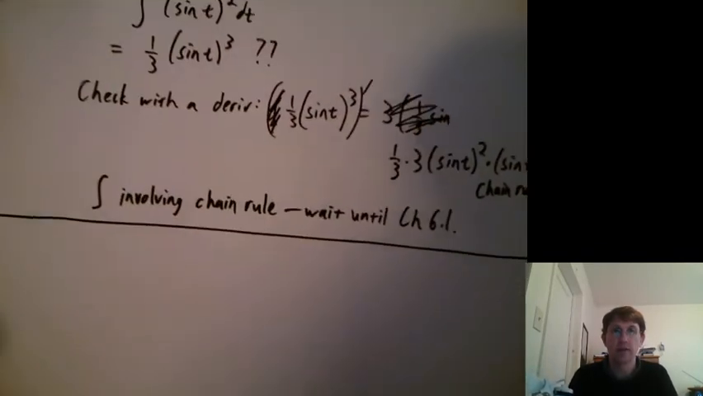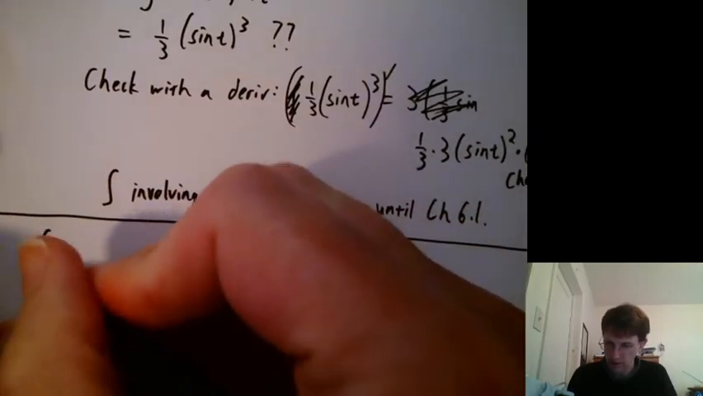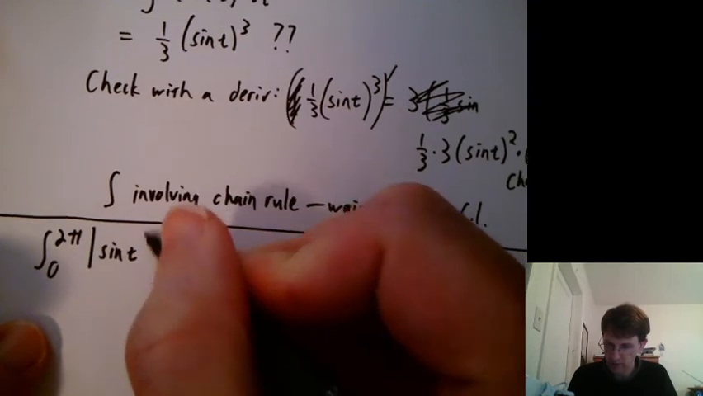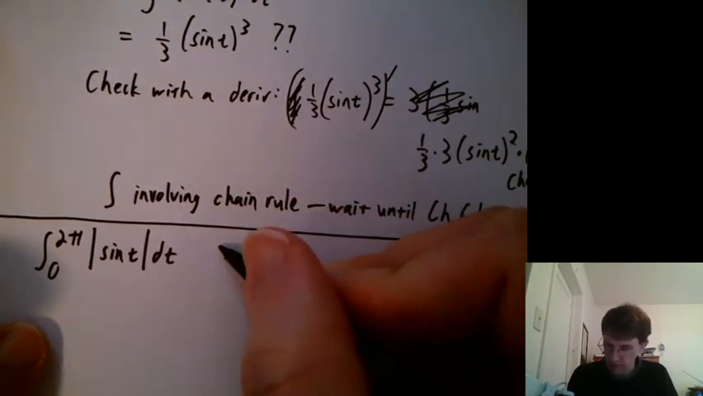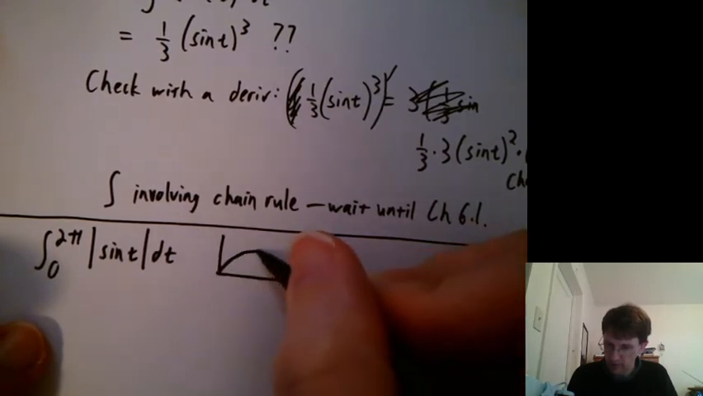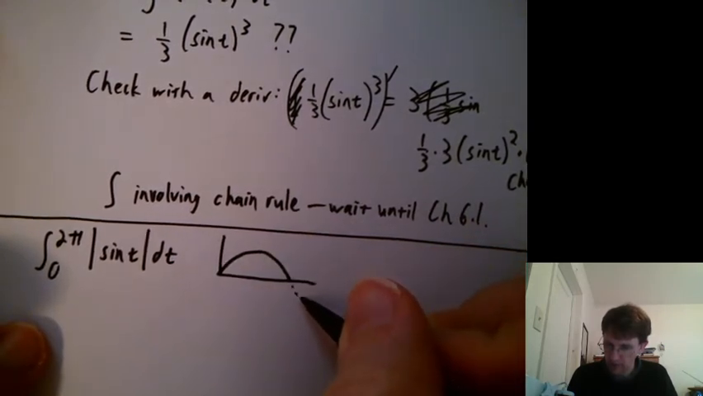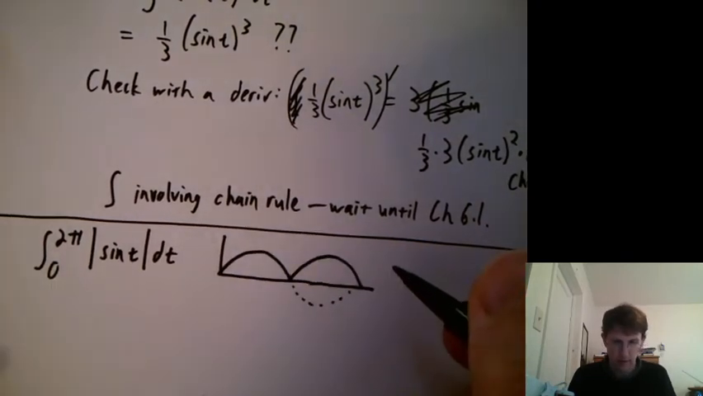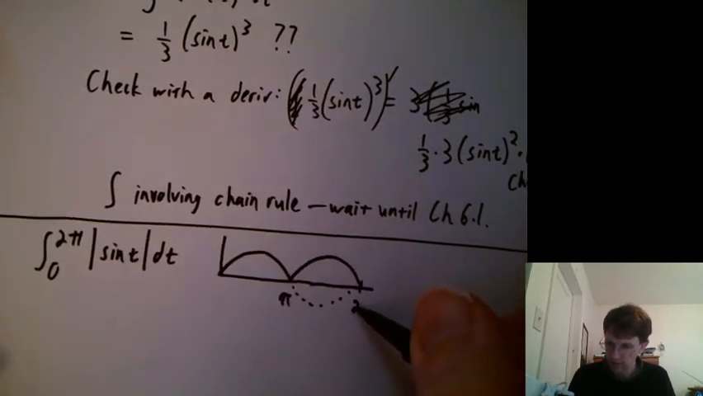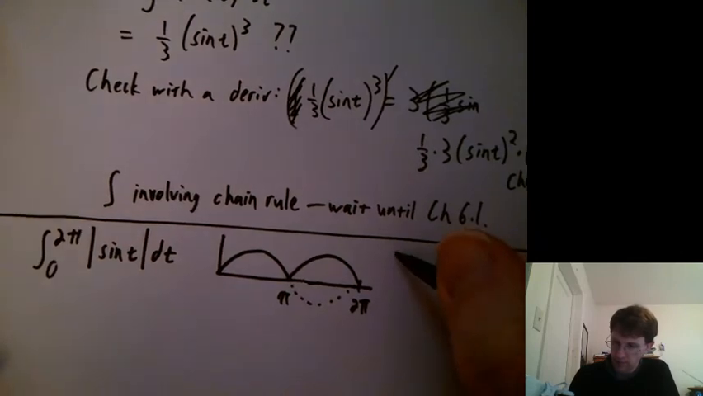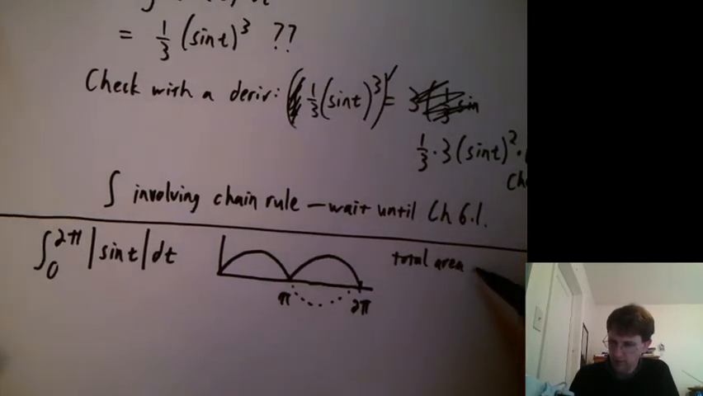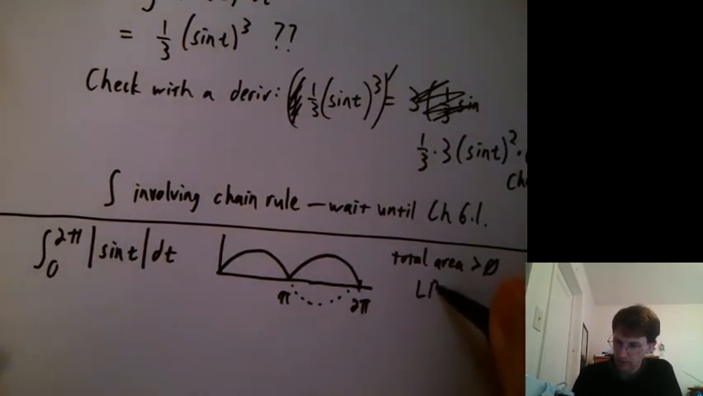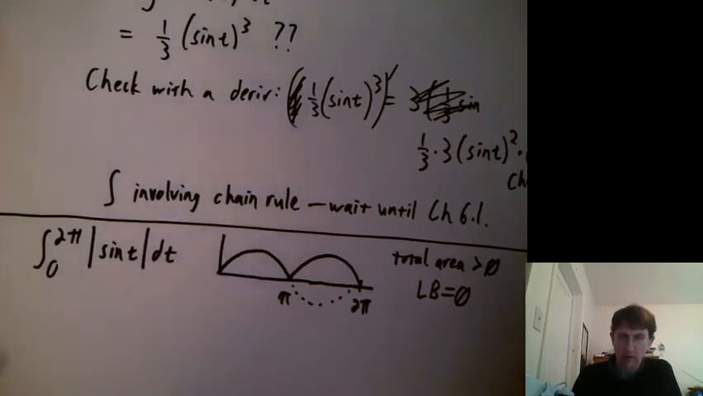Let's do another one that's slightly more hopeful. How about the integral 0 to 2 pi of absolute value of sine of t dt? Let's graph that. So we'd have one sine wave bump, and then it would continue down below, but we're taking the absolute value, so it looks like that. That junction is at pi, here's 2 pi. Can we say the total area is definitely bigger than 0? Yeah, I think that's right, and a lower bound of 0 would make sense.